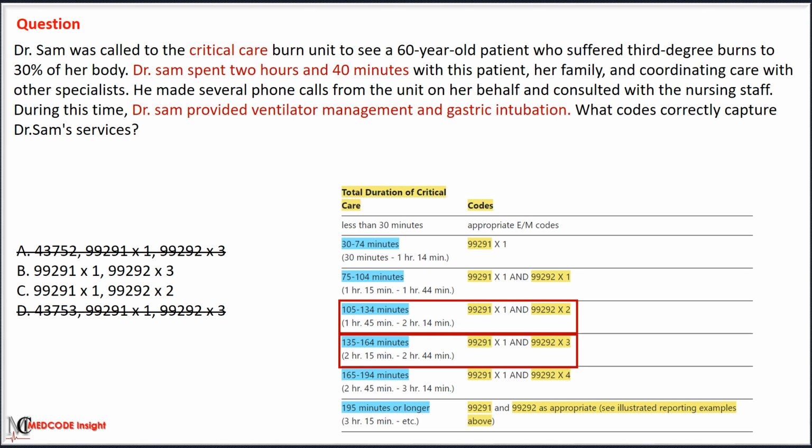Code 99291 with 3 units of 99292 is used when the time range is 2 hours 15 minutes to 2 hours 44 minutes, which includes the time of 2 hours and 40 minutes as mentioned in the scenario. So our correct option is option B with the code 99291 and 99292 times 3.